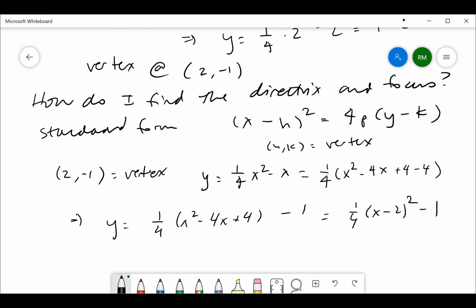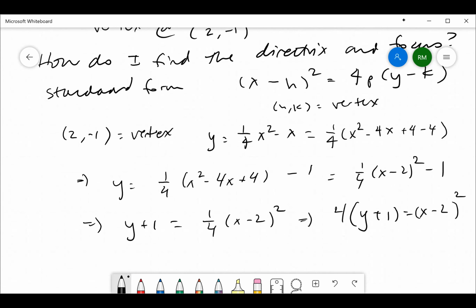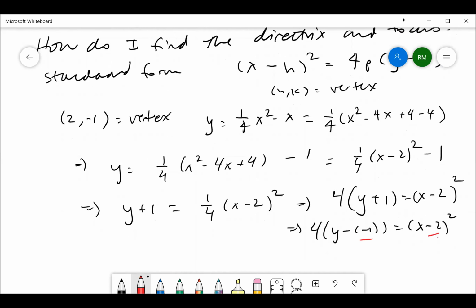So let's move everything to the other side. It says that y minus 1 is 1/4 x minus 2 squared, excuse me, y plus 1. And this tells me that 4 times y plus 1 is x minus 2 squared. You see that this is 4 times y minus a minus 1 is x minus 2 squared. So you see that the 2 and the minus 1 are coming from the equation of the vertex.